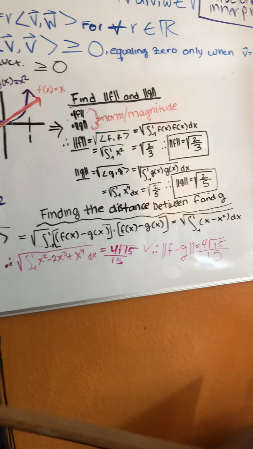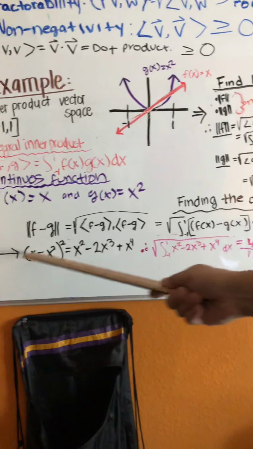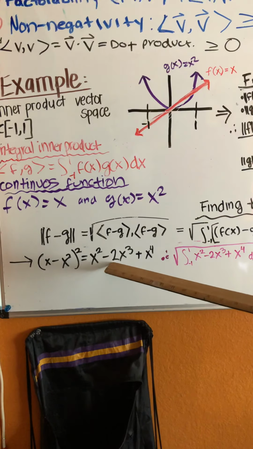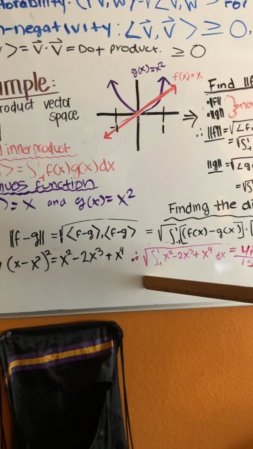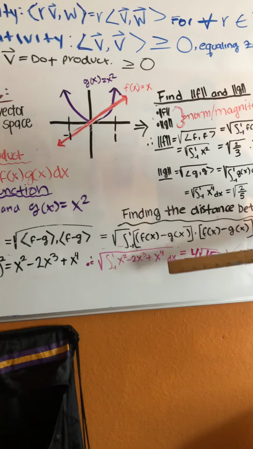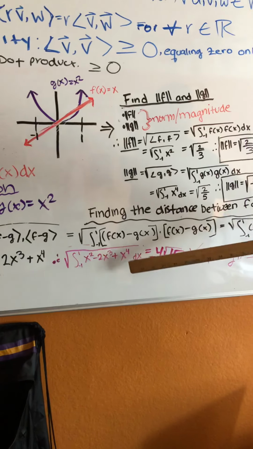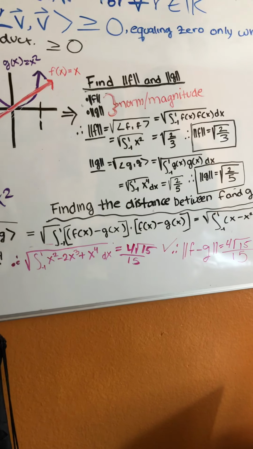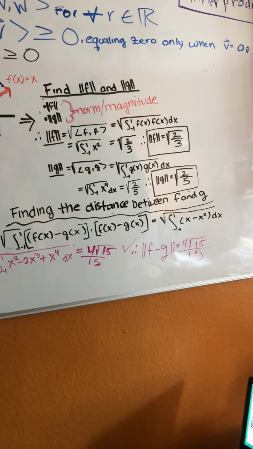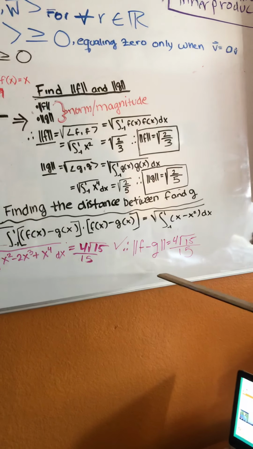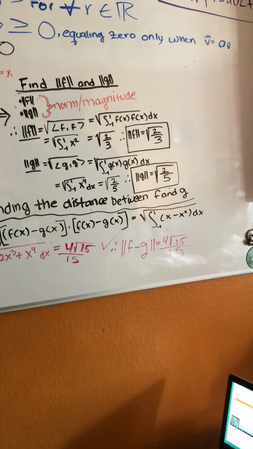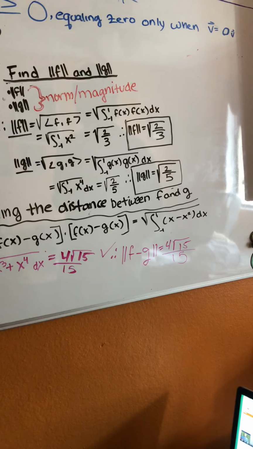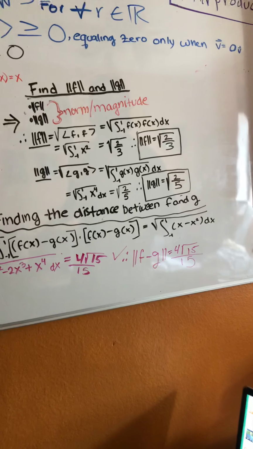Now, when we re-express this as a polynomial, we're just making this a little bit longer. We get x squared minus 2x cubed plus x to the 4th. Now, this is an easy integral to do here. When we end up integrating from -1 to 1, we end up getting 4 root 15 over 15, thus giving us our distance between our functions f and g, which is going to be 4 root 15 over 15. Now, this concludes our video for inner product.